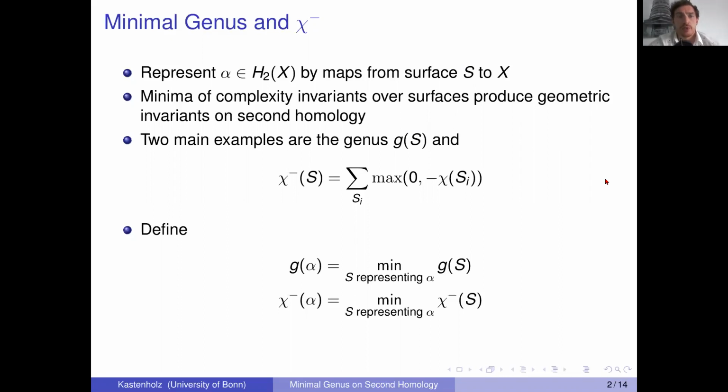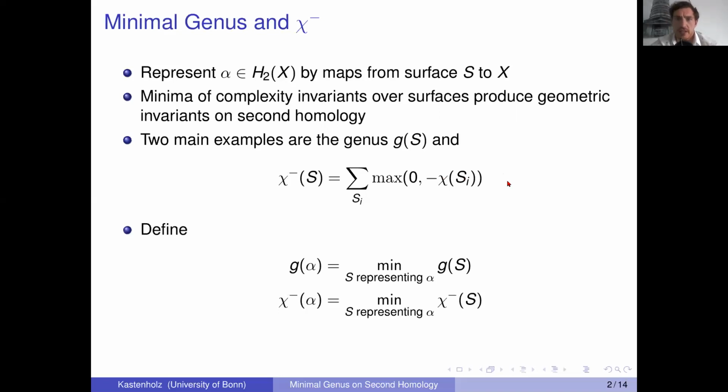And so what one can do is use complexity invariants of the surfaces to produce geometric invariants on second homology. The two main examples are given by the genus, where the genus is meant as the sum over the genera of the connected components, and chi minus, which is basically minus the Euler characteristic modulo spheres.